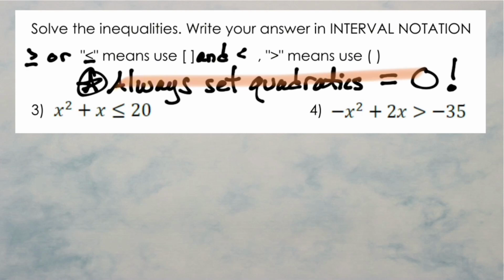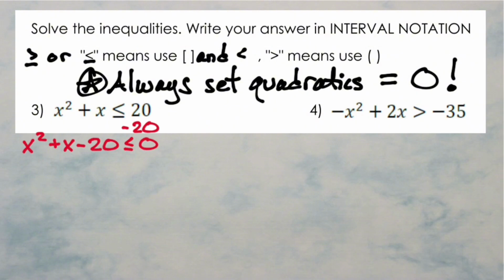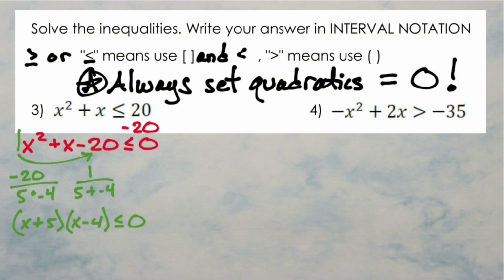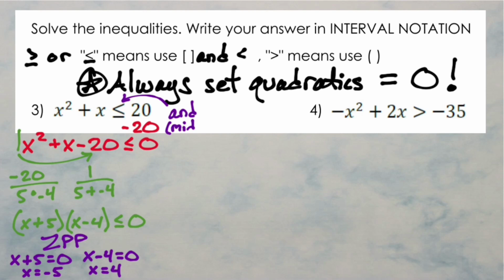Before we begin, always remember, set your quadratics equal to 0. So in number 3, let's subtract 20 from both sides, and now we have it less than or equal to 0. Let's factor. You do have negative 20, positive 1, you get a 5, negative 4, do the zero product property, and there you go with your answers. Remember, it's an and problem because we have the less than sign, and with an and problem, you shade the middle of your two numbers on the graph.